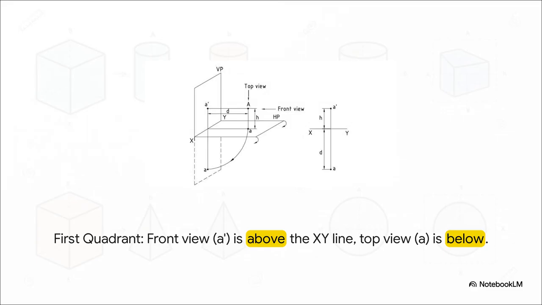Okay, check this out. We've got a single point, let's call it A, just floating there in the first quadrant. That means it's above the floor and in front of the wall. Its projection on the front wall, the front view, we label with a little dash, so A prime. Its projection on the floor, the top view, is just A. Now, when we unfold our box, the front view A prime is above that center line, and the top view A is below it. Simple, right?